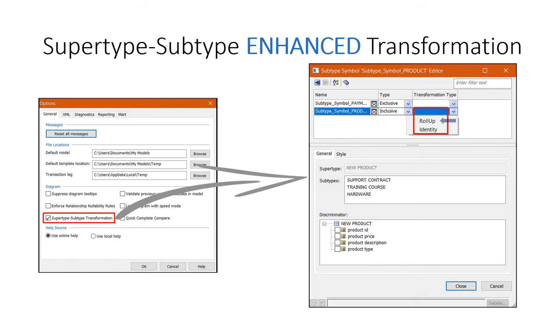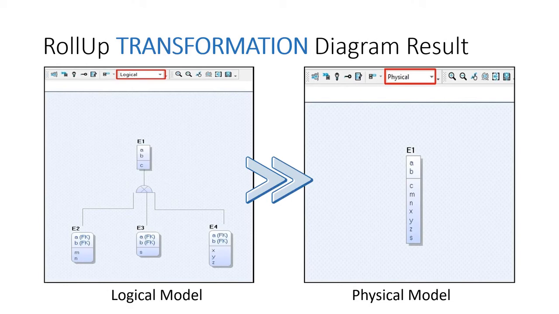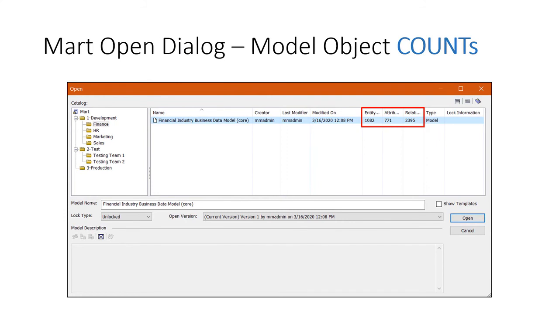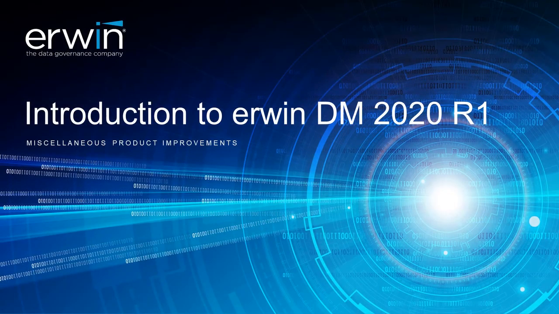There are plans to add this additional transformation selection in an upcoming product release. If the preceding actions were performed correctly, modelers can now maintain different logical and physical visualizations for supertype and subtype constructs. To help modelers working with MART models better anticipate and plan for a potential size-related product performance impact, we've added the display of the following 3 model object counts to the Model Open dialog: Entity Table, Attribute Column, and Relationship.